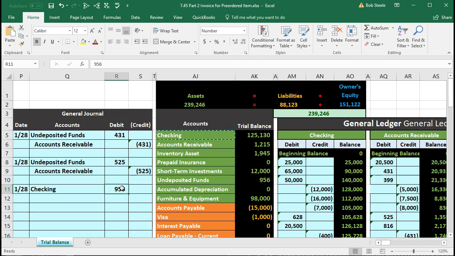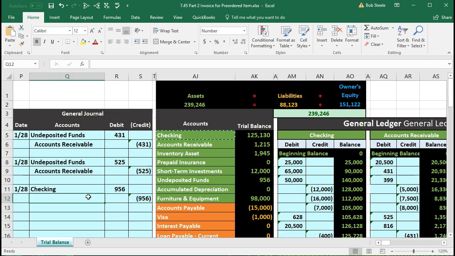So I'll put 956.50, which will, now let's keep it at 956. We probably should have used pennies, but that's okay. We'll keep it at 956. And then we're going to credit something for the same amount. And there we have that.